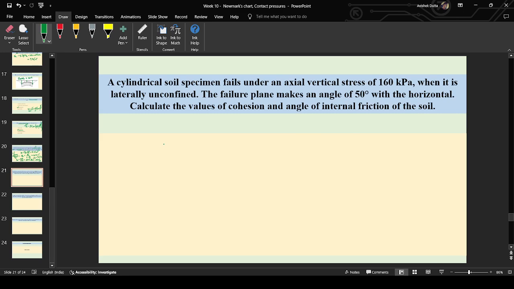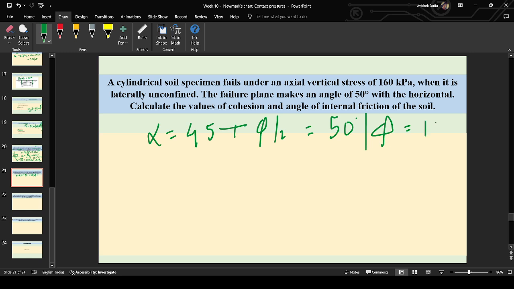Anyway, here the failure plane angle is 50, so alpha equals 45 plus phi by 2 equals 50. Solving this, we get phi equals 10 degree. So here we have already got the value of friction. Now the cohesion is left.